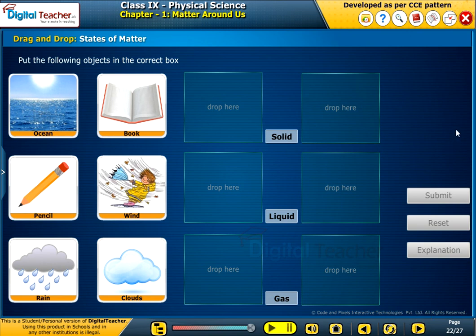Now, let us do a sample drag and drop exercise to check your understanding. Put the following objects in the correct box.